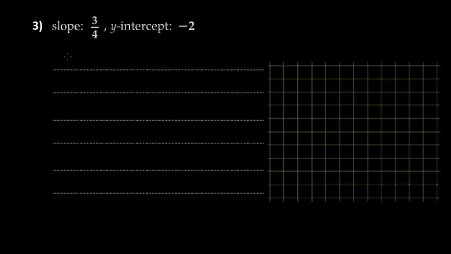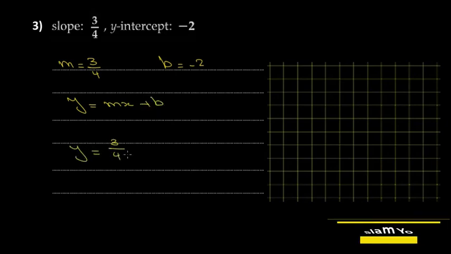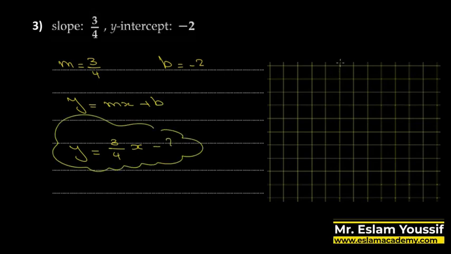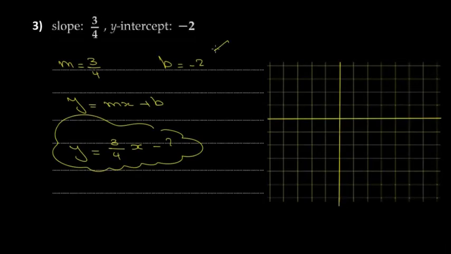Number 3. The slope is equal to 3/4 and the y-intercept equals -2. We know the equation y is equal to mx plus b. So the equation is y is equal to 3/4x minus 2. Now we need to graph the equation. We'll start by drawing the x-axis and y-axis. So we start from b, which is -2.